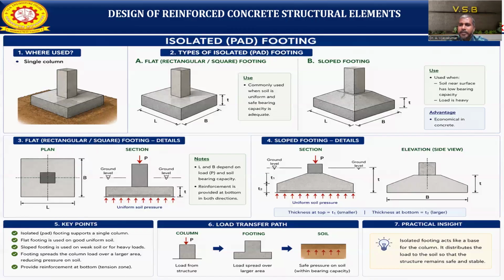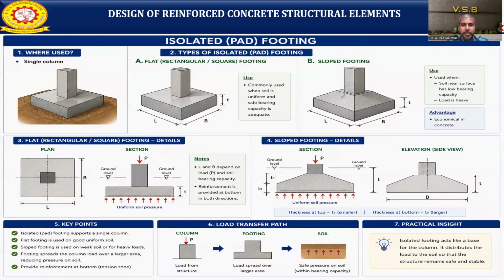If the load is acting at the CG, then the soil pressure is uniform. If the load acts far away from the CG, eccentricity will be active, that is, non-uniform pressure will act on the bottom of the soil. So the thickness at the top, T1, will be a small portion of the area, and the thickness at the bottom, T2, should be larger. Based on that, we can design the sloped footing.